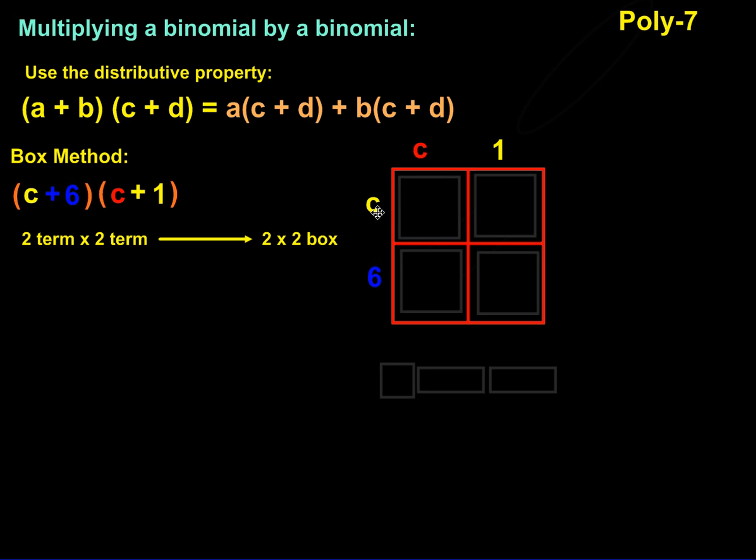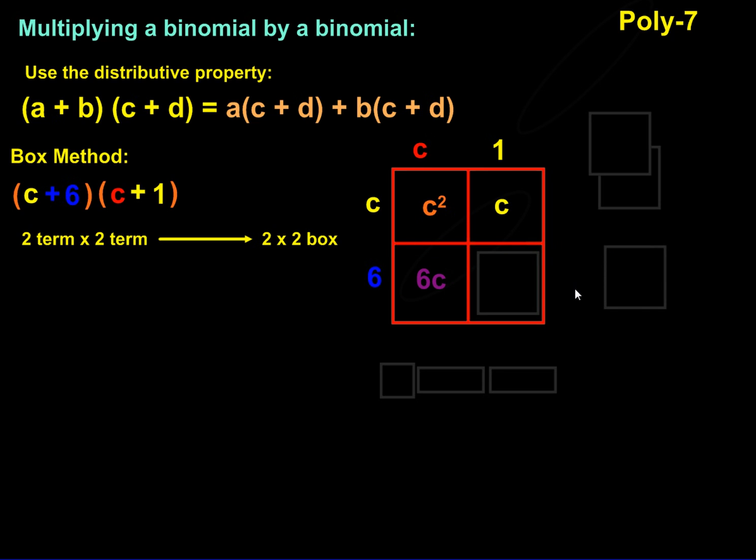So for instance, we have c times c. So that's going to give us c to the second power right here. Now I have c times 1. My answer is going to go in this box. C times 1 is c, and I don't need to include the 1 to show that. 6 times c is going to be 6c, and 6 times 1 is going to be 6.